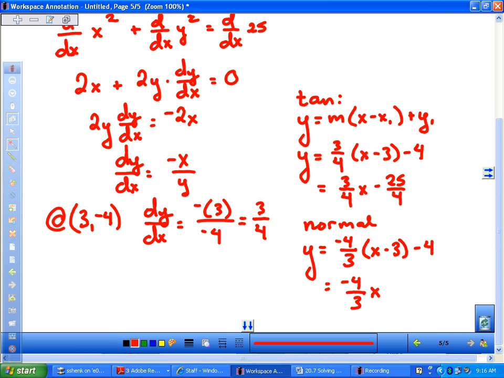Okay, so the equation of our tangent is 3/4 x minus 25/4. The equation of our normal is -4/3 x.